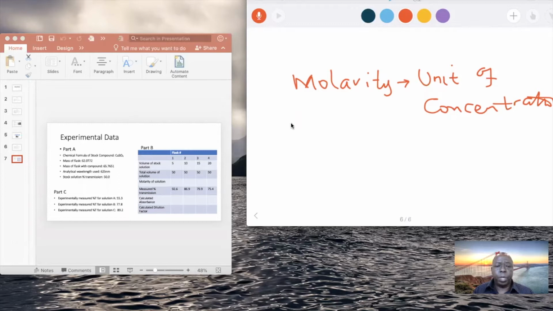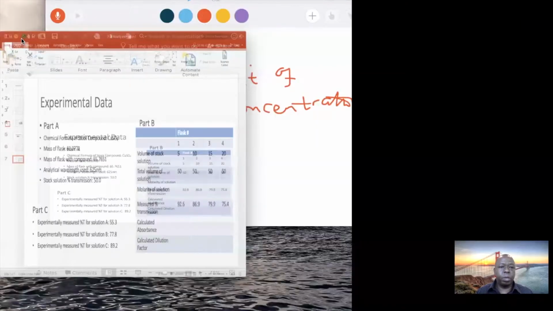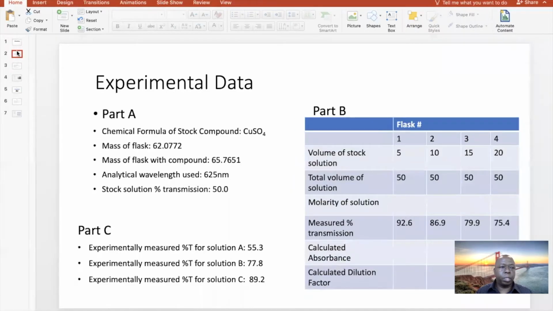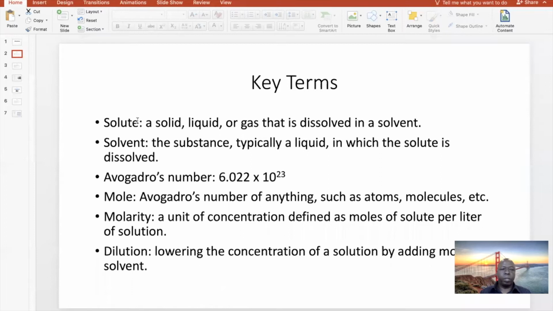I'll go through the data sheet. Each and every item on the data sheet I'll go through. I want just to go through some of the terminologies you will encounter when you will be completing the data sheet. So let's start off with the first: solution. A solution is made up of solute and solvent. These are the key terms you should be familiar with.